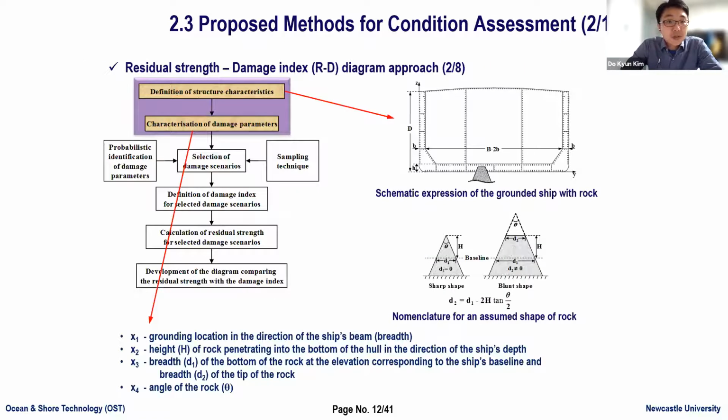So for the first two steps, you can see the sample oil tanker midship section, and you can see here the rock. And of course, this represents the grounding damage. So we need to define 4 different parameters: the grounding location in the direction of the ship's beam, the height of the rock penetrating into the bottom, the breadth of the bottom of the rock, the elevation corresponding to the ship's baseline, and the breadth of the tips of the rock. And of course, we need to define the angle of the rock. After that, we can move forward.